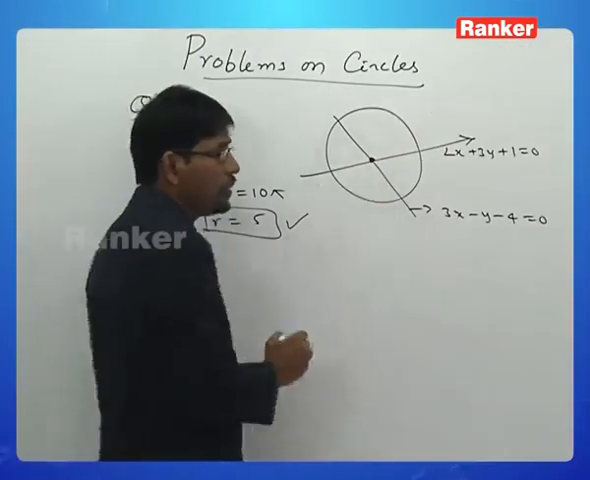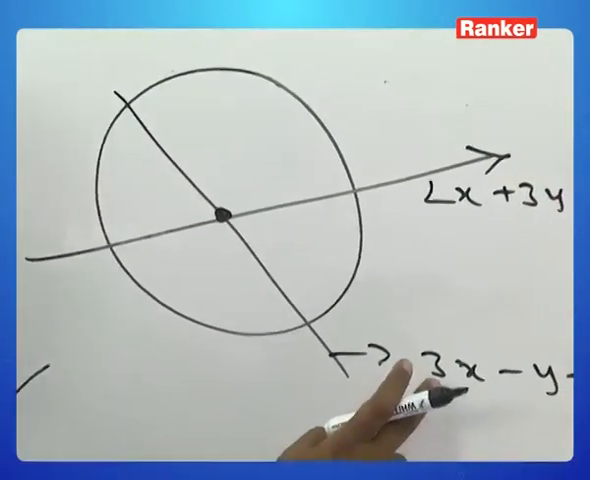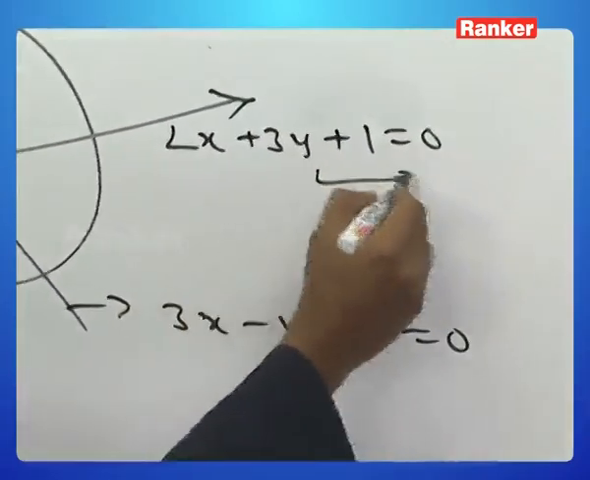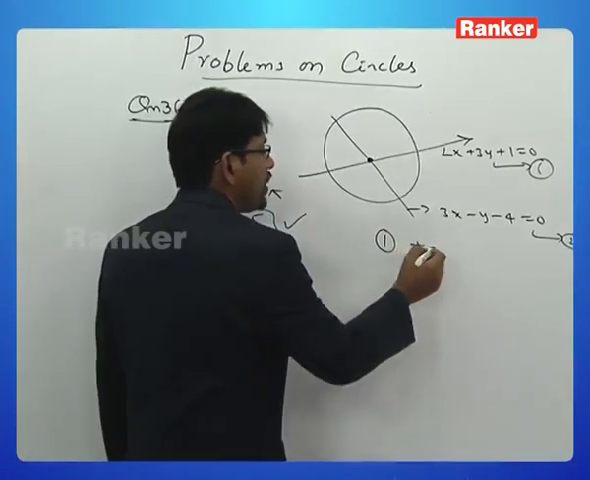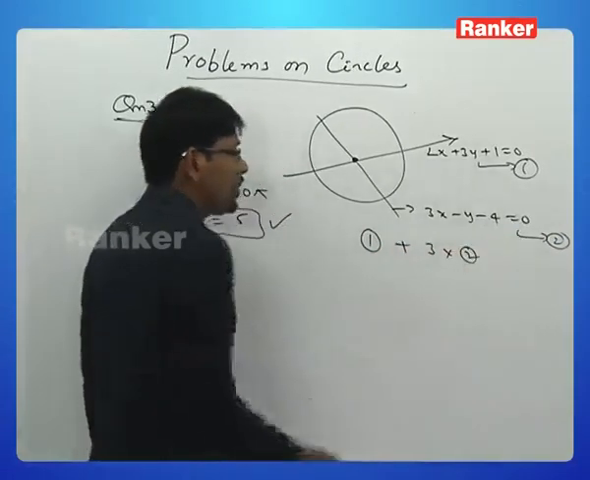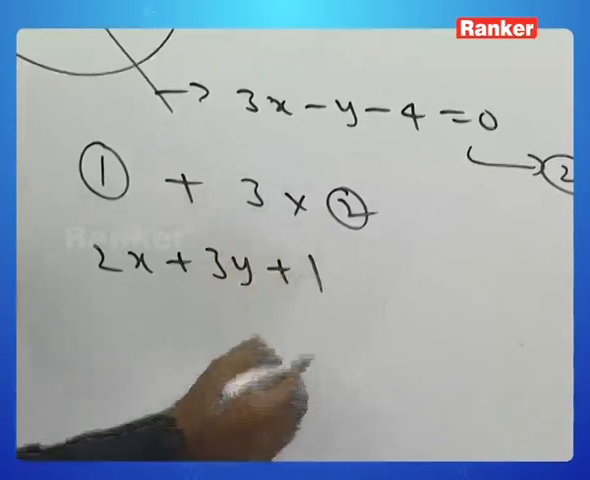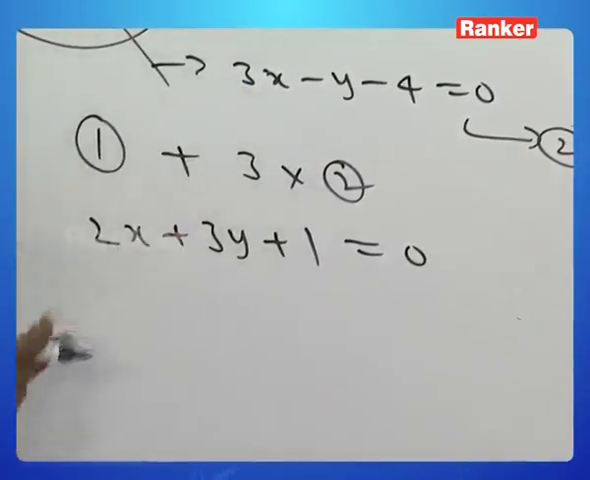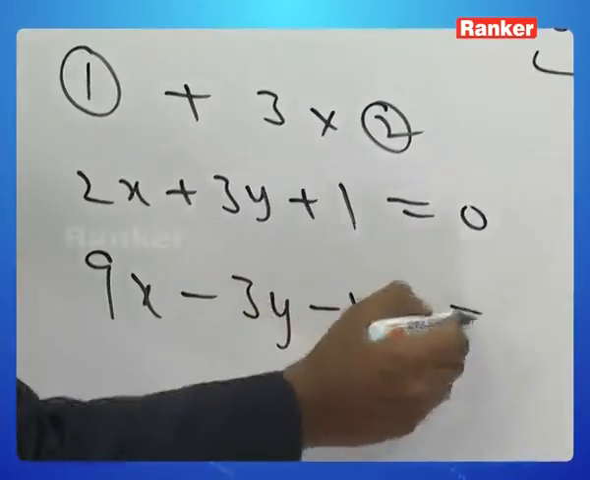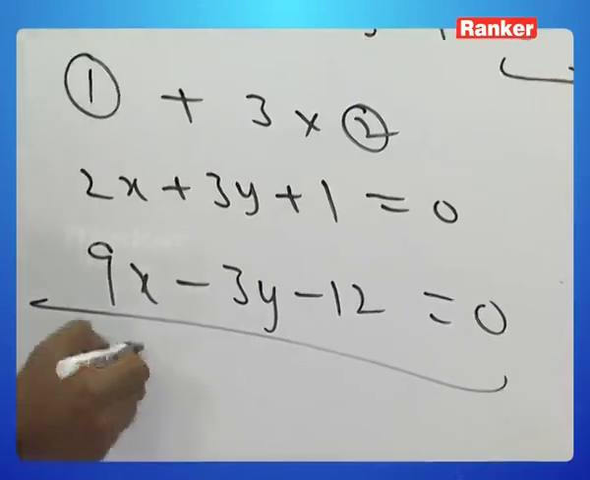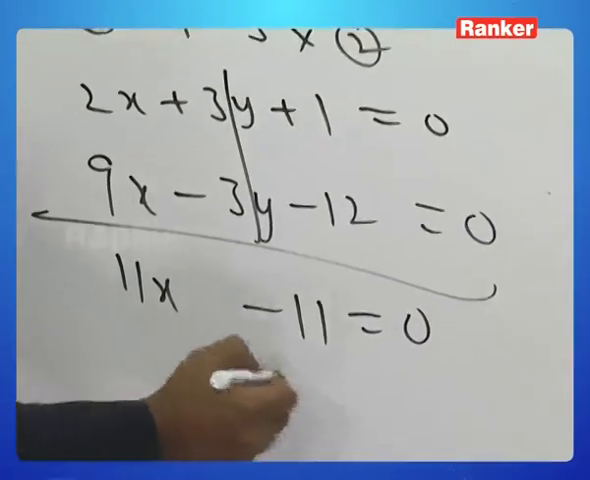Now what else do you require? We just need to find out the center. So how will you find out the center? What we'll do is we'll multiply the second equation with 3 and add up. First equation plus 3 times the second equation. Let's do that. So what do we get? 2x plus 3y plus 1, and when you multiply the second equation with 3, 9x minus 3y minus 12 is equal to 0. Adding the two equations, we get 11x, this cancels, and 1 minus 12, minus 11, is equal to 0. So x is equal to 1 there.